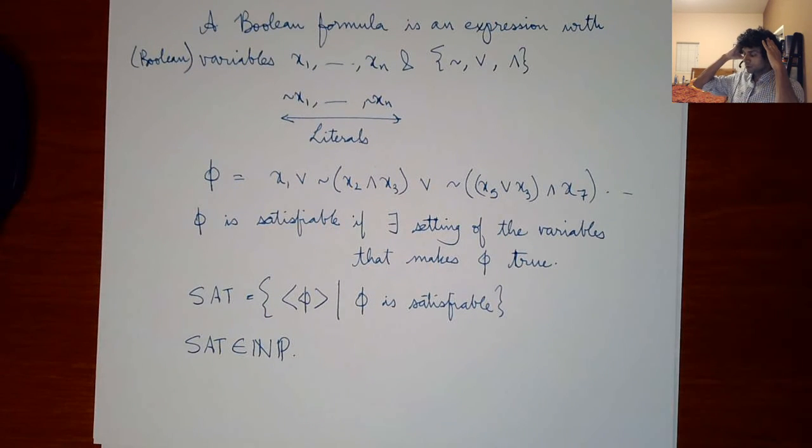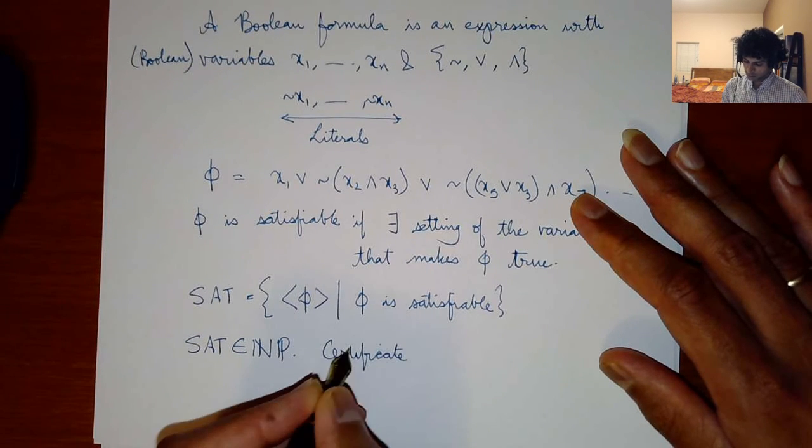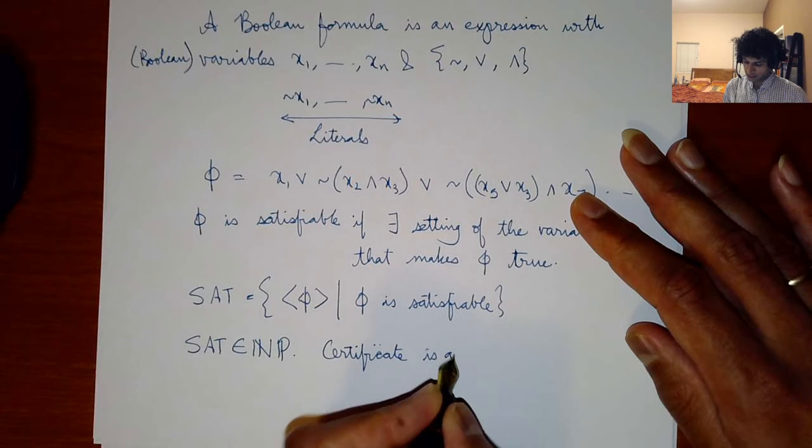I have an idea. Okay. You could just use one possible satisfying assignment and then check that. Exactly. So a satisfying assignment. So the certificate is a satisfying assignment.